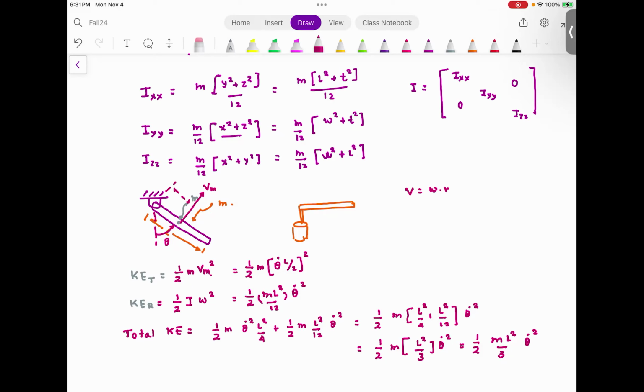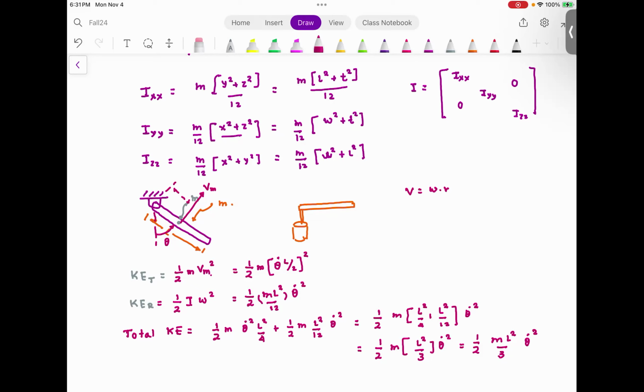Now here, there are two types of kinetic energies. One is the kinetic energy of translation. The other one is the kinetic energy of rotation. Where is this kinetic energy of translation coming in the picture? Kinetic energy of translation is coming in the picture because that mass which is located at the centroid has some velocity that is shown by Vm.